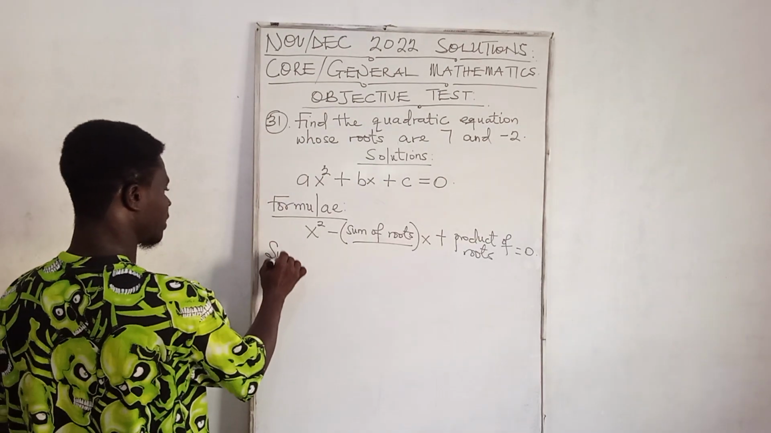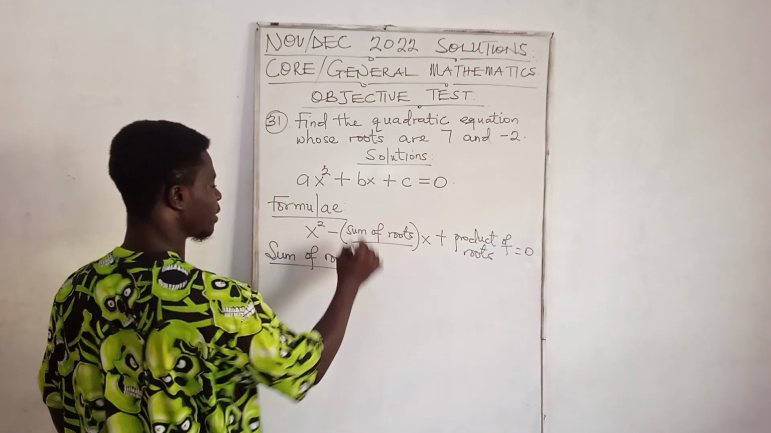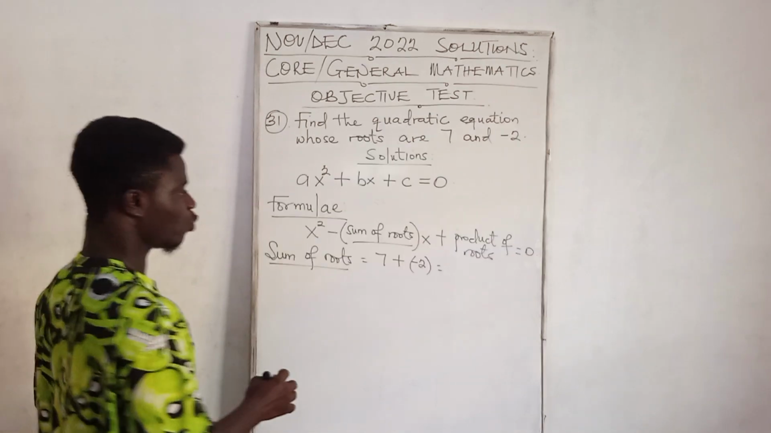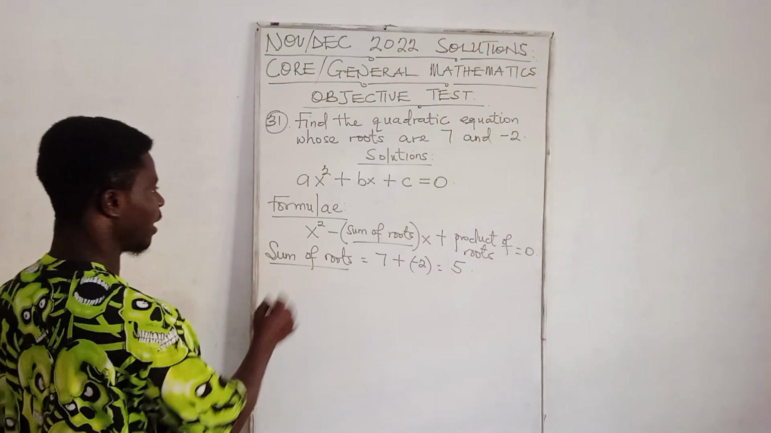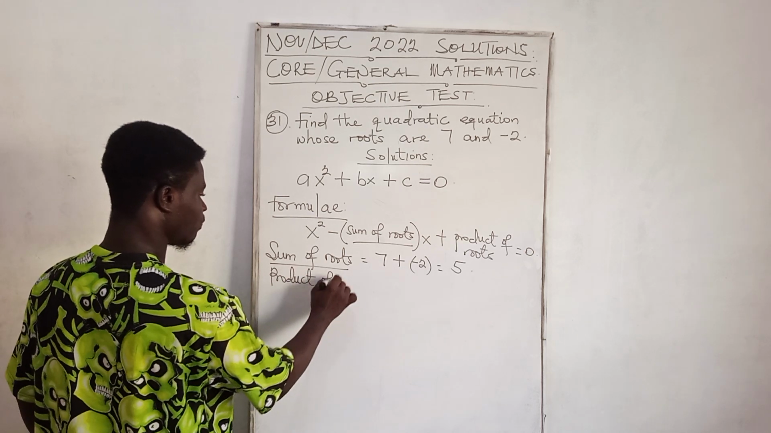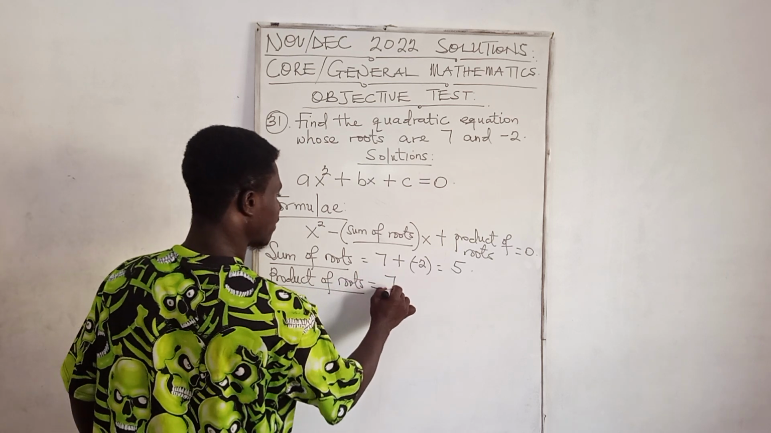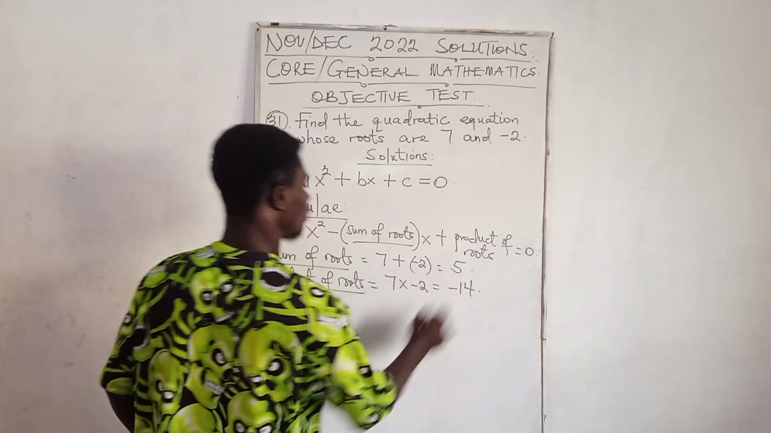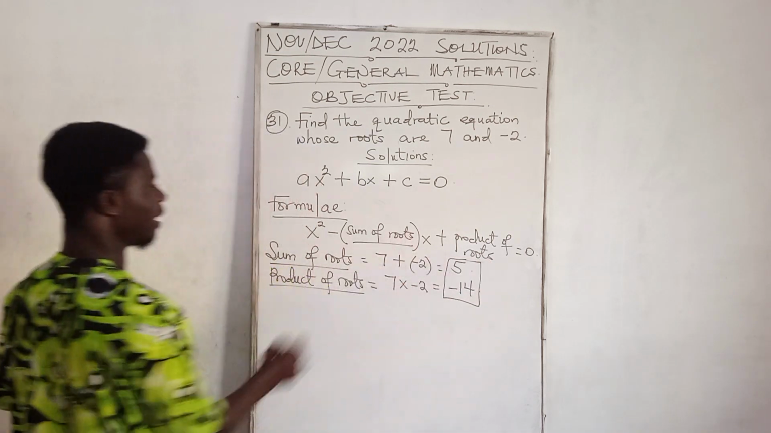So first of all, we have to find our sum of roots. Sum of roots equals 7 plus -2, which reduces to 5. Then we have to find our product of roots, which is equal to 7 times -2, which reduces to -14. So now we can substitute these values inside the formula.